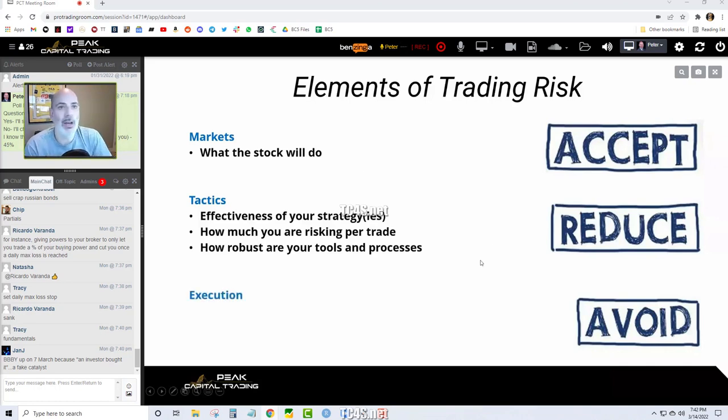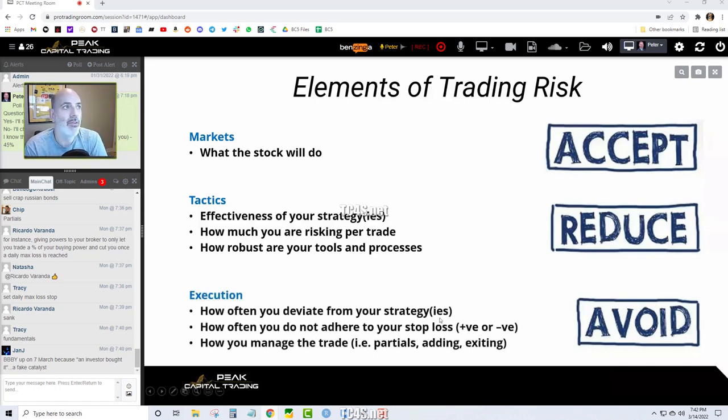And avoiding risk can be done based on your execution, right? You avoid risk by not deviating from your strategies, right? You avoid risk by sticking to your stop loss and not moving away from it. And then there's partialing, right? That you can use to avoid risk as well. So I often put these in: you have to accept the risk that the markets present to you. You can reduce it through your tactics, and your execution is what allows you to avoid unnecessary risk.